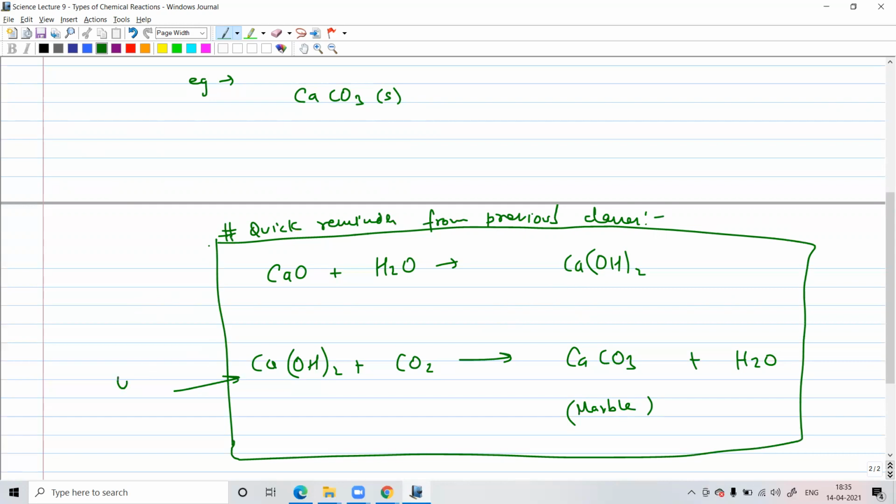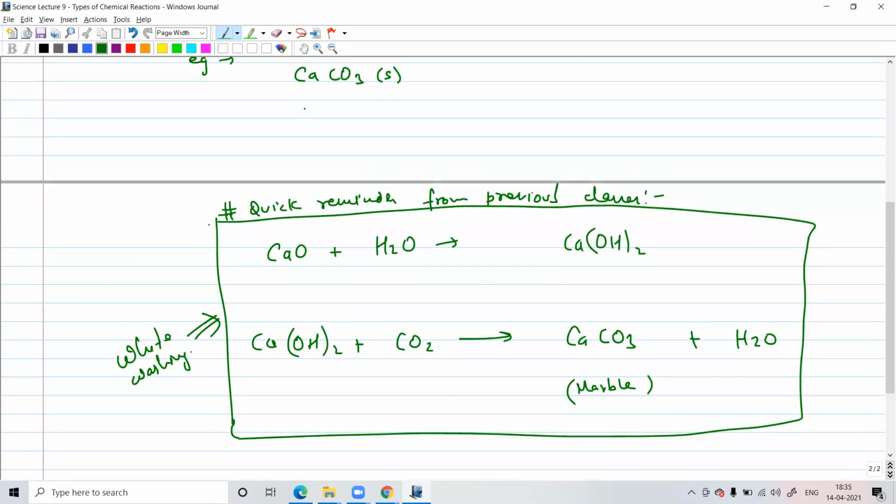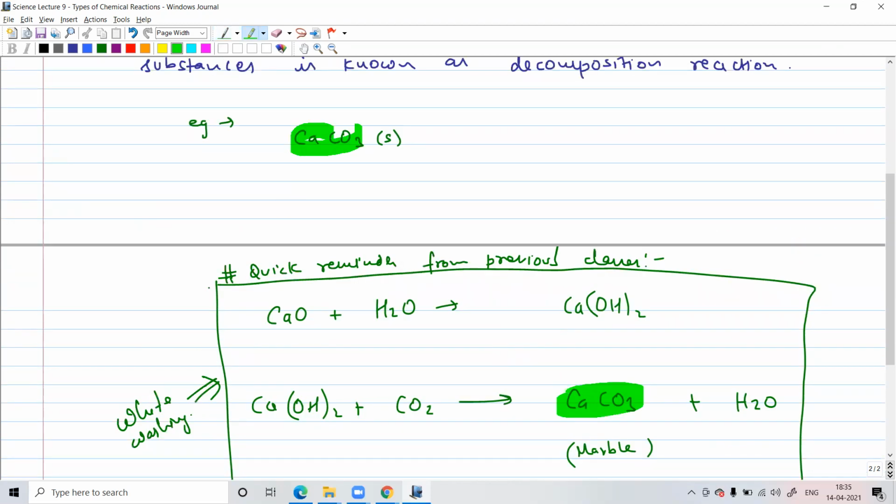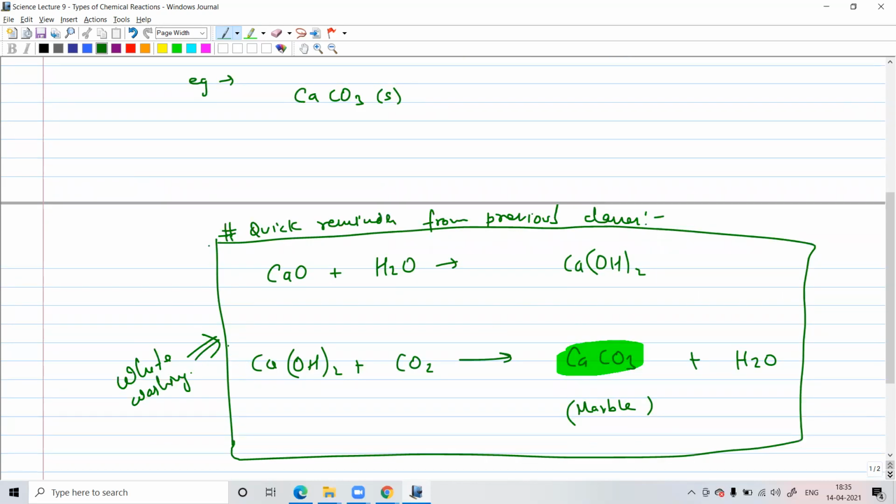So this was the one which is used for whitewashing. Not only this. So this is the same calcium carbonate we are talking about here. Okay, everyone can hear me? Confirm quickly just once. Yes, sir. Okay, so this reaction, I just took an example from the previous classes. I want you to be able to relate what happened earlier.